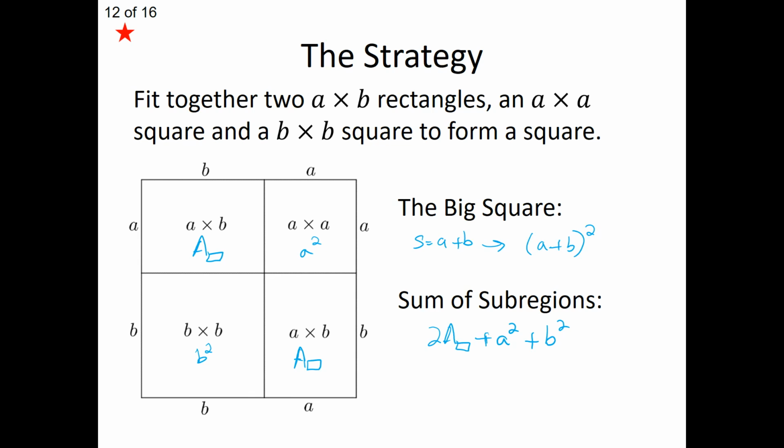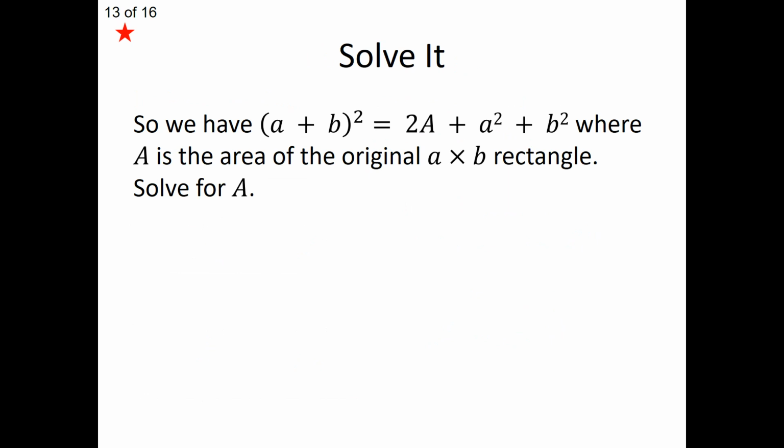Well, if we know the whole area of this square is A plus B squared, then those four subregions, the two rectangles and the A by A square and the B by B square, must add up to the big square area, the A plus B squared. So now let's use these parts and derive the area formula of our rectangle. We bring these two parts together. This A plus B squared equals 2 times A, which is the area of that rectangle, plus A squared plus B squared, where A is the area of the original A by B rectangle. We're going to solve for A.